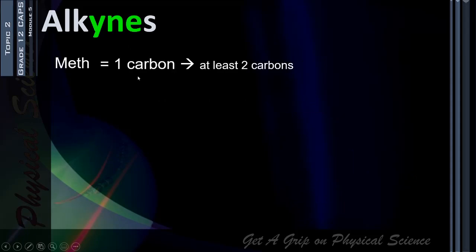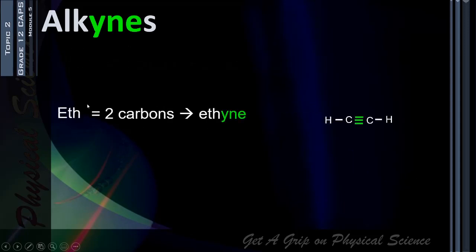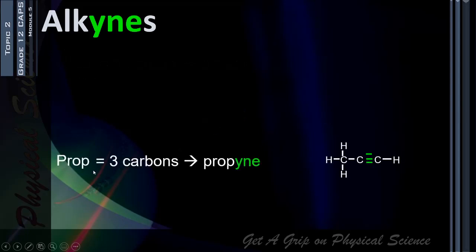Naming of the alkynes is exactly the same as the alkenes. You just use YNE as the last part of the name. So you need at least 2 carbons for a triple bond between them. We don't use meth as a stem name for the alkynes. We start with 2 carbons, so it's ethyne, and then propyne for 3 carbons.